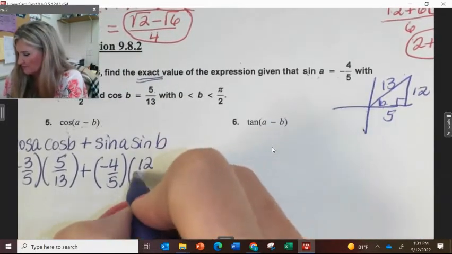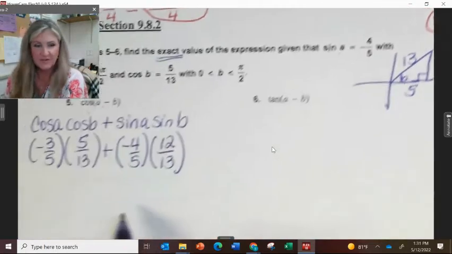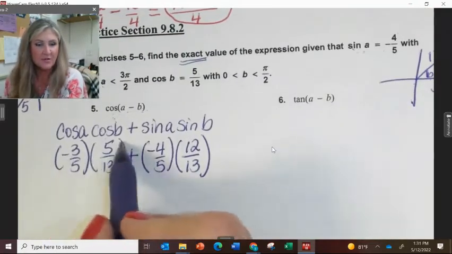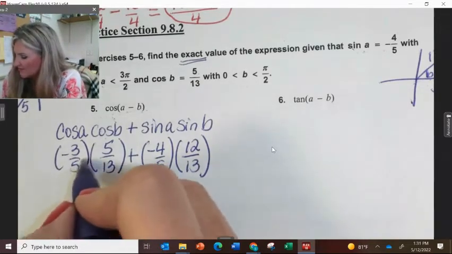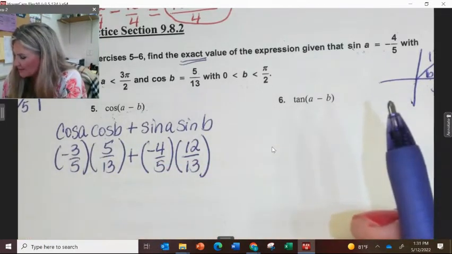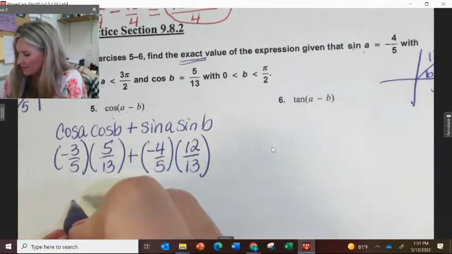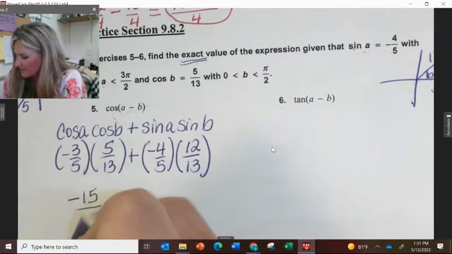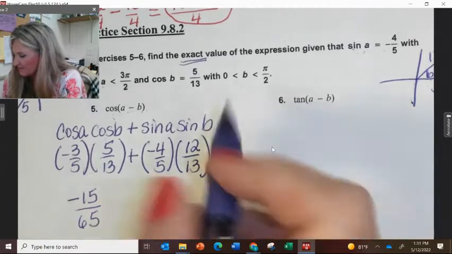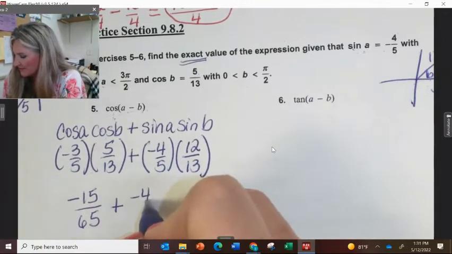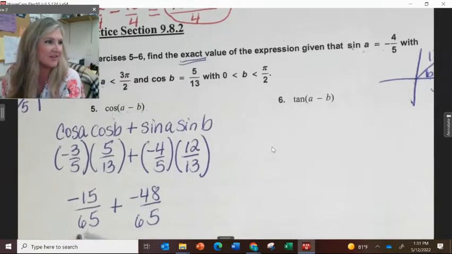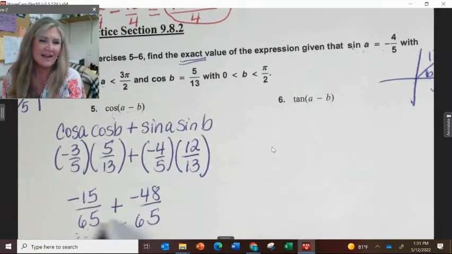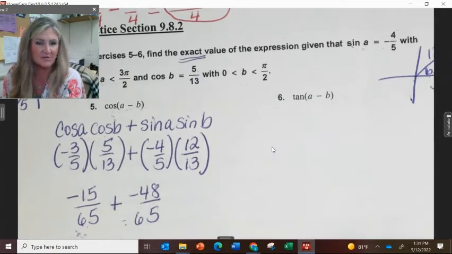12 over 13. All right, so now we're just going to finish this. So when I multiply fractions, I just multiply straight across. These would actually cancel, but I'm not going to cancel them, and you'll see why here in a minute. Negative 15 over 65 plus negative 48 over 65. So why didn't I simplify this one? I need a common denominator, so I'm not going to simplify it.